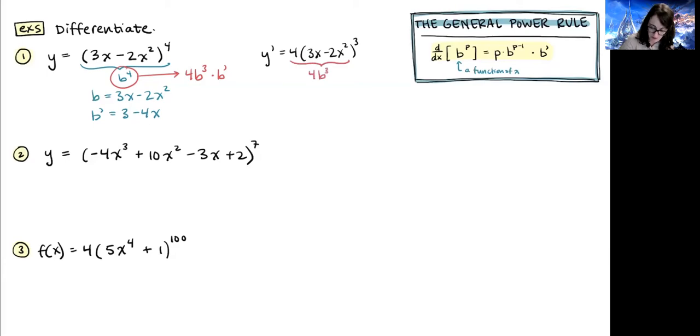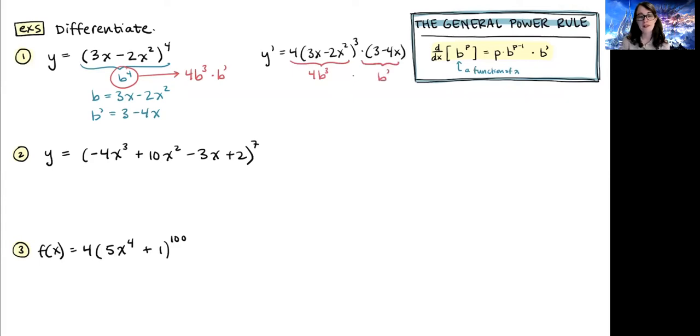And then we have to multiply this whole thing by the derivative of b, by the derivative of the inside. And that we found over here was 3 minus 4x. So here is the b prime part.